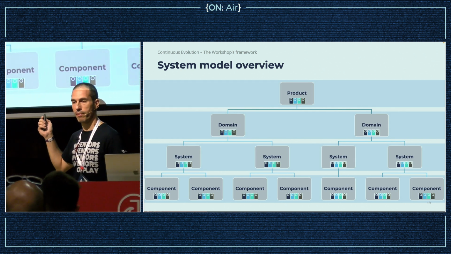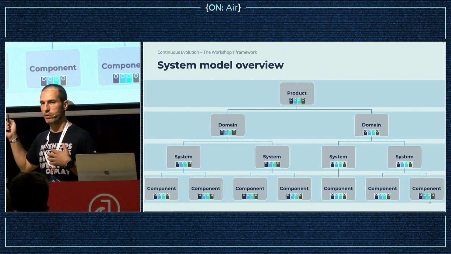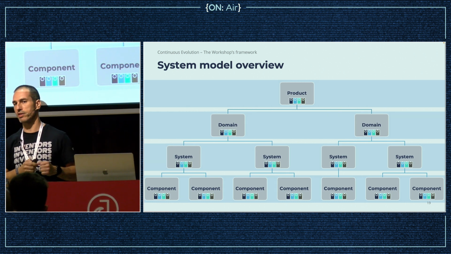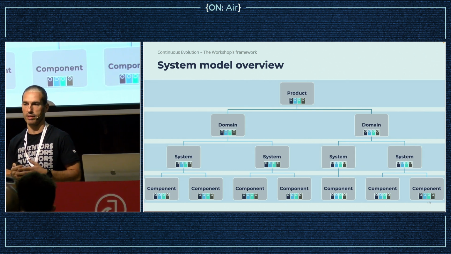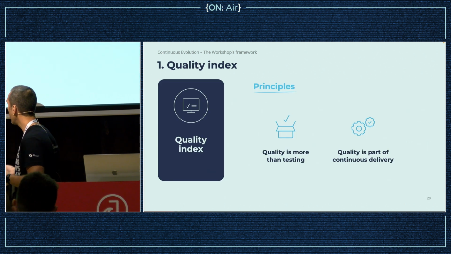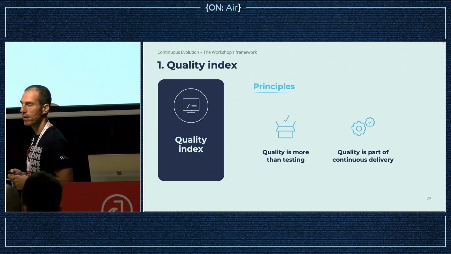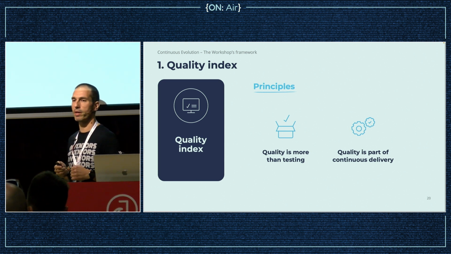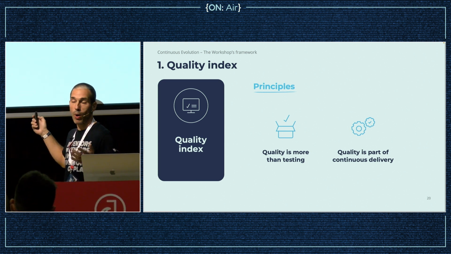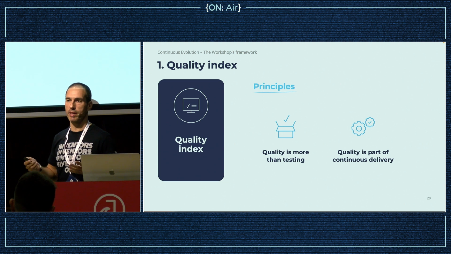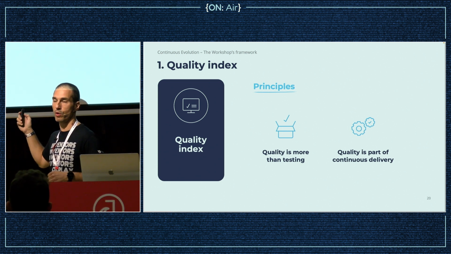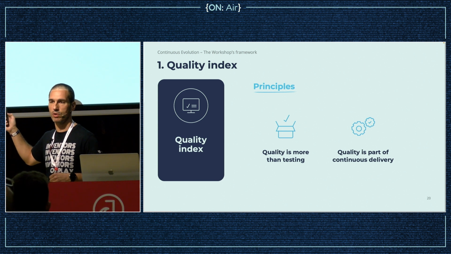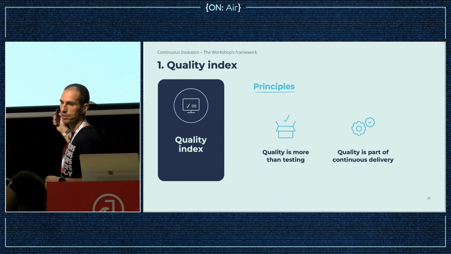Okay, now that we know the main concepts of our framework, I will go through the functions that I described before and understand the principles behind them and how we calculate those functions. Let's start with the quality index. The two principles behind this metric are: first, quality is not just about testing, it's beyond that, so we don't do just testing after the fact. And second, one of the key contributors to the overall quality of our products is the continuous delivery practices.